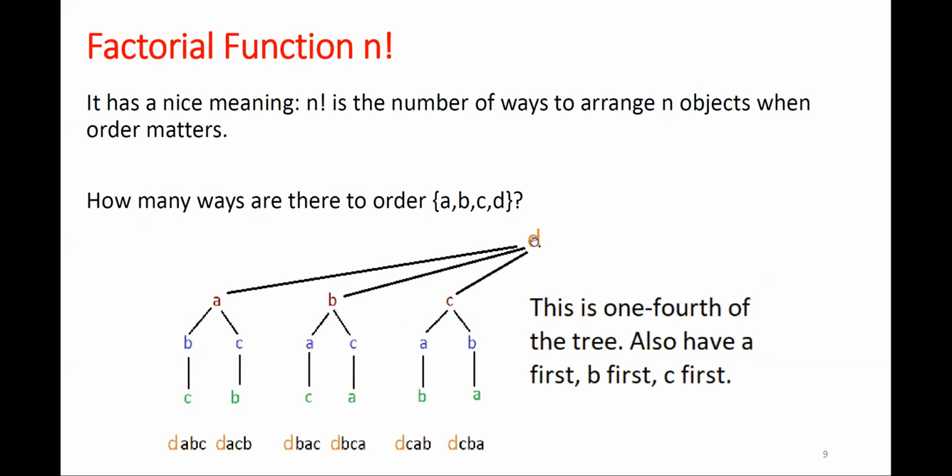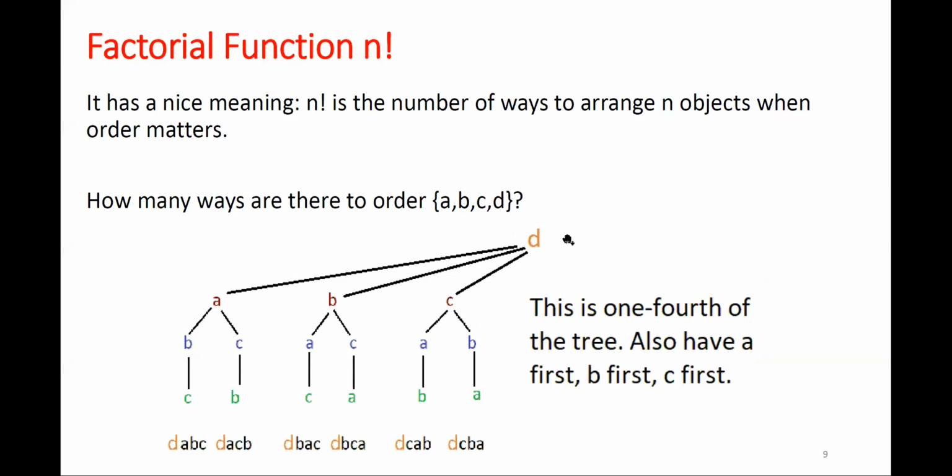So there are 4 choices of what could be first. I could have A first, B first, C first, or D first. I'm going to choose to look at the branch when D is first. Why? Well, 2 slides ago, you had this beautiful picture of how we can order A, B, and C. And here are the 6 possibilities. So there are 6 ways to order A, B, and C where order counts. And then I can just put a D in front of them. And this is 1/4 of the whole tree.